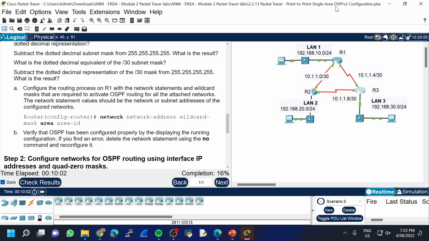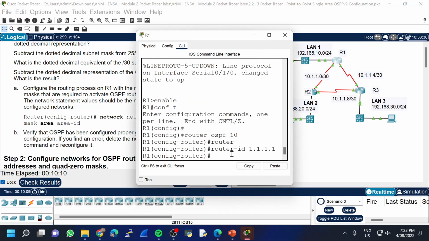So let's go, mate. It's just basically telling us to configure router 1 to advertise all of its networks. So I'm going to go to router 1, and what do I do here? I use the network command. The first one we're going to advertise is LAN1. So I'm going to type the LAN1 IP address.